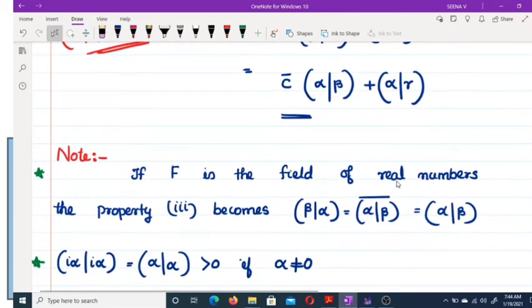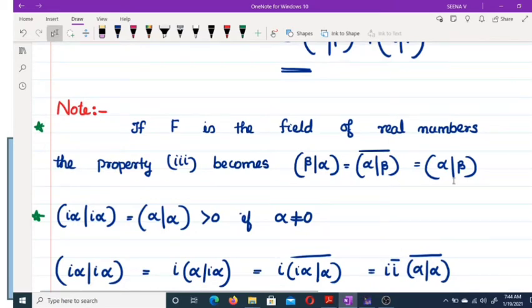Now moving to the next note. If F is a field of real numbers, then property 3 becomes inner product of beta and alpha is equal to inner product of alpha and beta, since all numbers are real and the conjugate is again a real number.